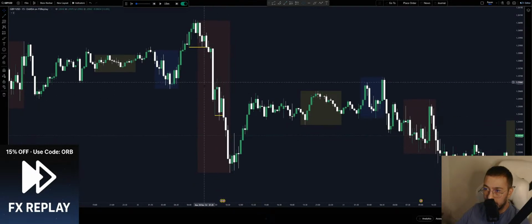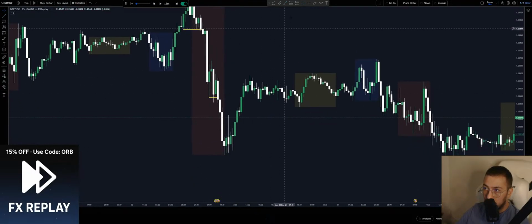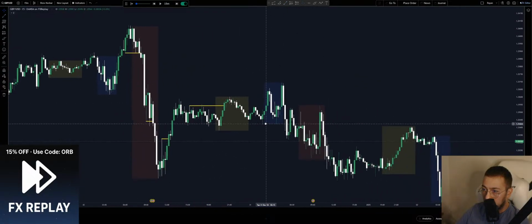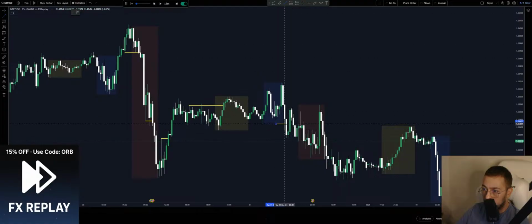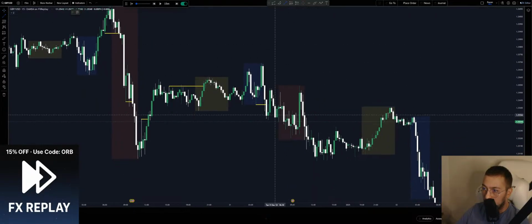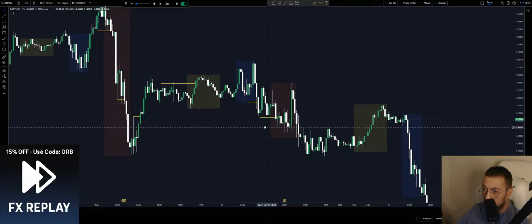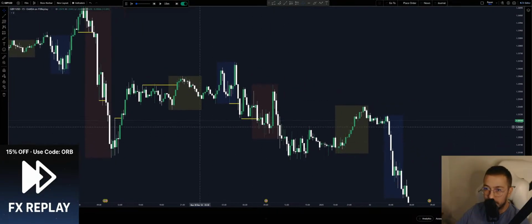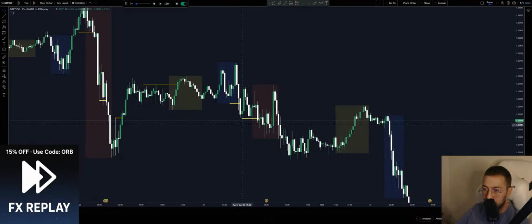Then our bias now is bearish. Here the price changes character or liquidity sweep. We are still bearish until the price breaks structure to the upside. Then we are back bullish, which it did here. Then our bias is bullish. Again, the price here changes the character and then breaks structure. Our bias is back to bearish. It's a very simple market structure thing.